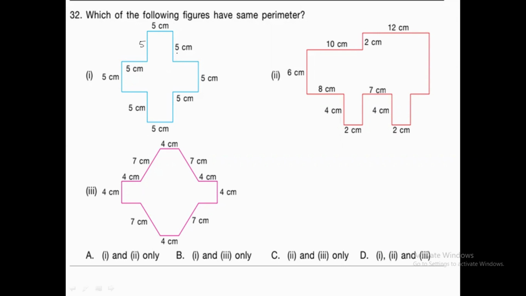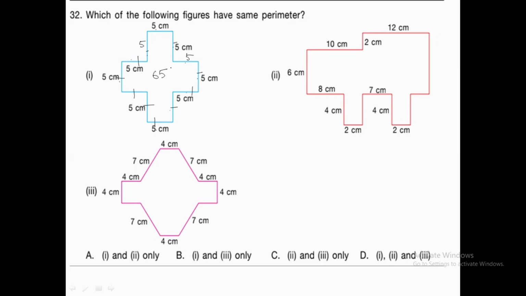So this will be 5. If it is 5, then this will be 5 as well. This is 5, 5, 5. This will be 5 as well. Now 5 plus 5 is 10, 10 plus 5 is 15, 20, 25, 30, 35, 40, 45, 50, 55, 60, 65. So here we are getting 65.